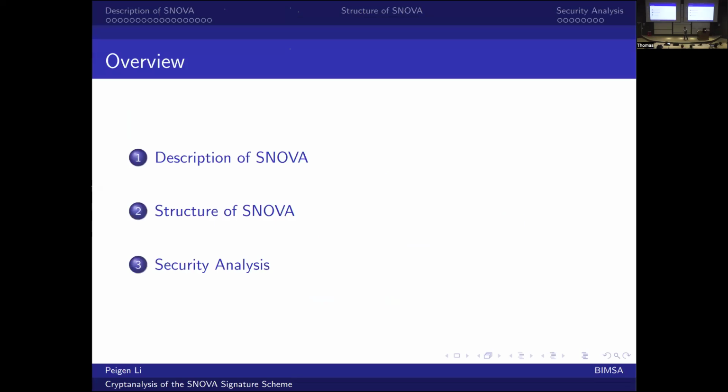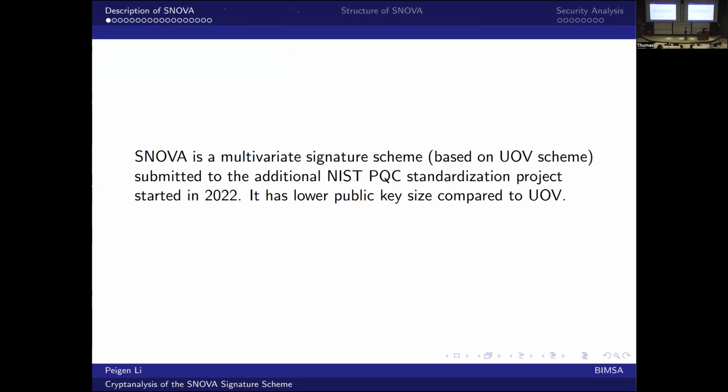Okay, the last talk helped us become familiar with the UOV scheme, but I just want to recall the structure of UOV, because SNOVA is a UOV-type scheme. SNOVA is a multivariate signature scheme based on UOV, submitted to the additional NIST PQC standardization project started in 2022. It has a lower public key size compared to UOV. This is why we are interested in it.